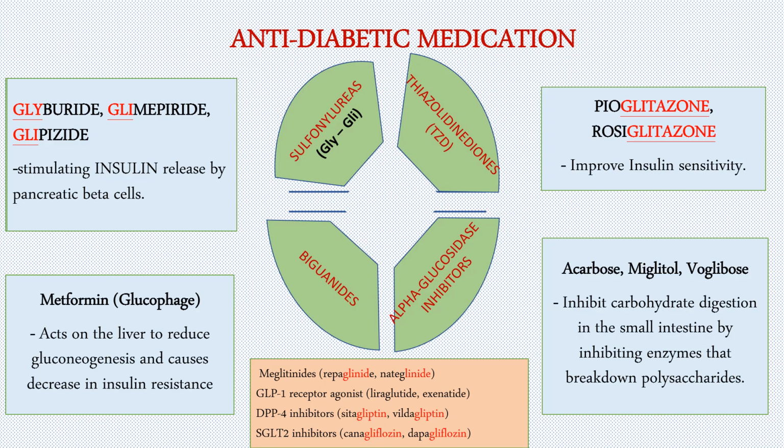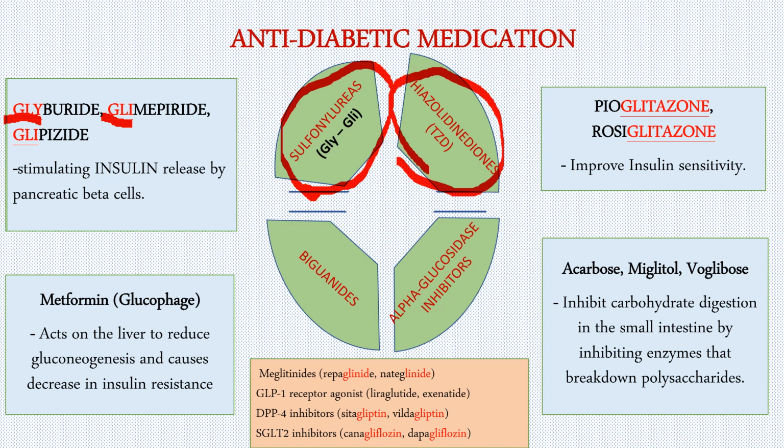Okay, now let's move on to anti-diabetic medication examples. Let's start with the sulfonylureas. Here we have the prefix gly and gli. So an example is glyburide, glimepiride, and glipizide. Next, we have the thiazolidinediones or the TZD. The suffix here is glitazone. So an example, we have pioglitazone, rosiglitazone.